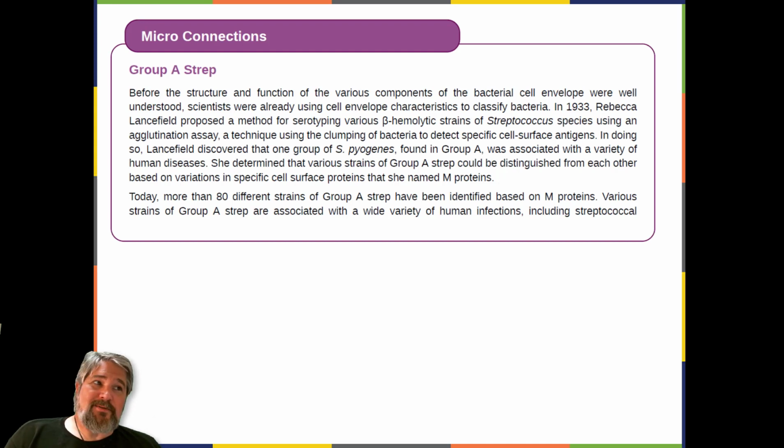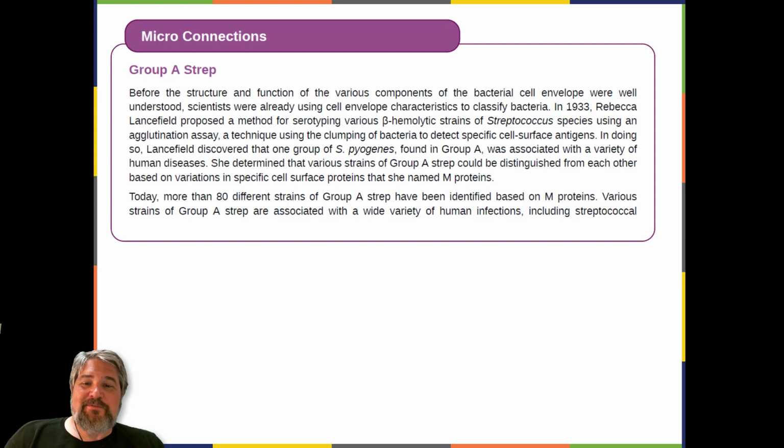Microconnections, Group A strep. Before the structure and function of the various components of the bacterial cell envelope were well understood, scientists were already using cell envelope characteristics to classify bacteria. In 1933, Rebecca Lancefield proposed a method for serotyping various beta hemolytic strains of Streptococcus species using an agglutination assay, a technique using the clumping of bacteria to detect specific cell surface antigens.